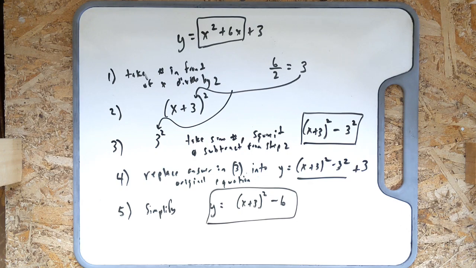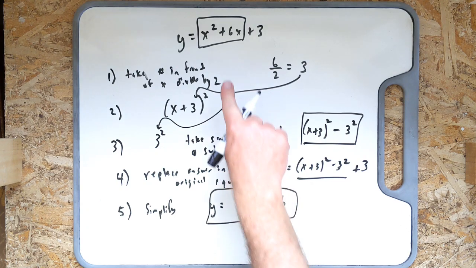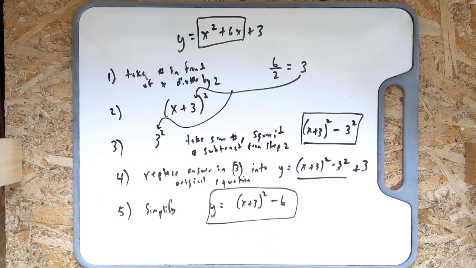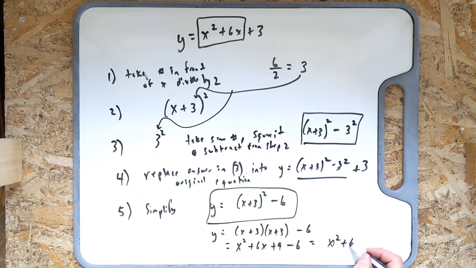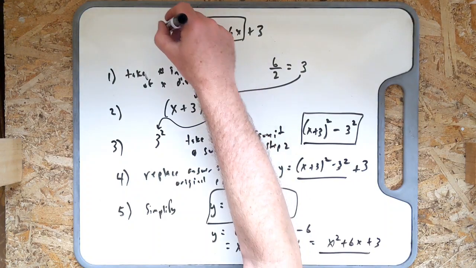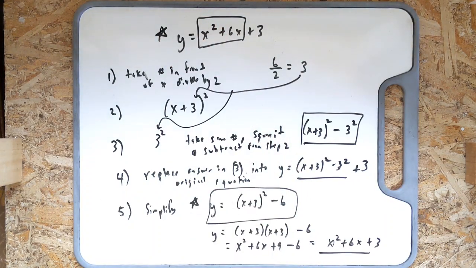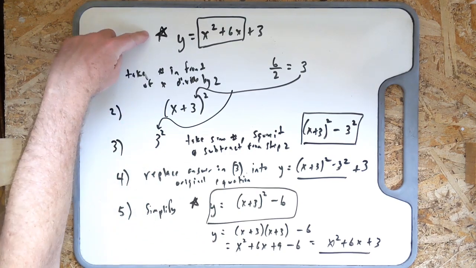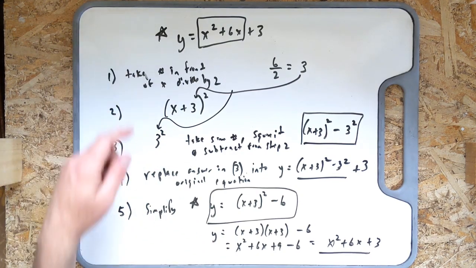Before I go and do another example, I'm going to actually show that that's the same as that. So what I do is I expand x plus 3 squared, which is x plus 3 times x plus 3. And then I'm going to expand that, FOIL that from algebra. X squared plus 3x plus 3x is plus 6x plus 9 minus 6, which is x squared plus 6x plus 3, or exactly what I had originally. So all this is, what I came up with is an identical form to this, identical equation to it. It's just in a slightly different form.